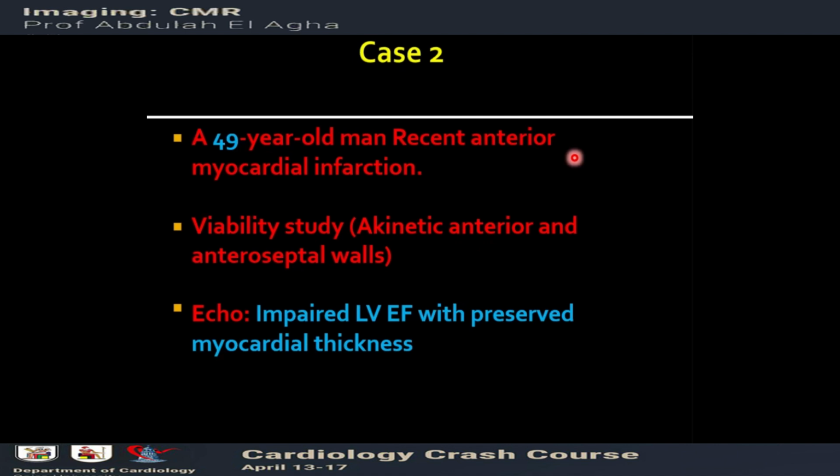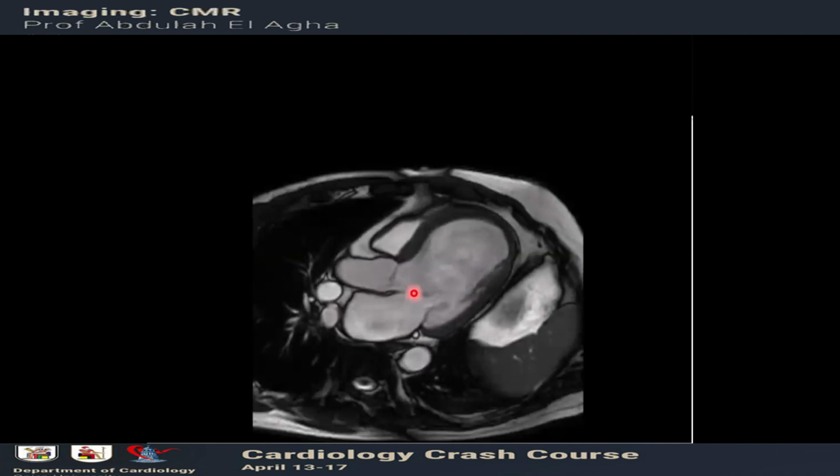Okay, this is the second case. A 49-year-old man with recent anterior myocardial infarction. In echo, he has impaired left ventricular ejection fraction with preserved myocardial thickness. And we have also akinetic anterior and anteroseptal wall. And as you see here, this is like the parasternal long axis in echocardiography. This is the left ventricle, left atrium, and aorta. This is mitral valve, this is aortic valve. And what you see here, there's an akinesia of the whole anteroseptal wall, right? This is akinesia.